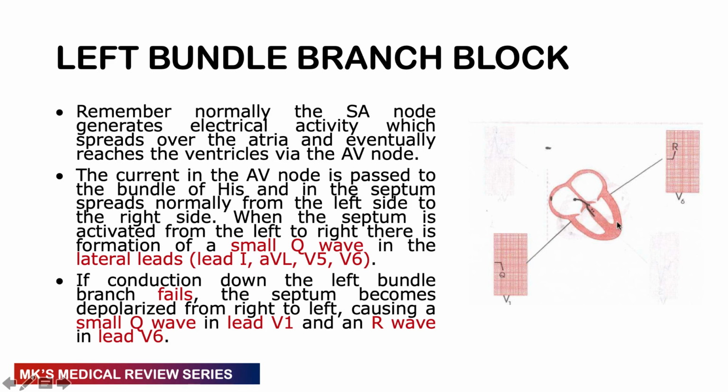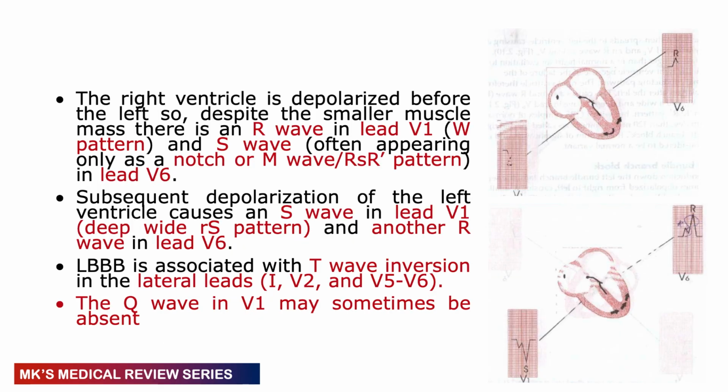So it means that if it's moving away from lead V1, which is on the right side, you're going to have this small Q wave. So you may see some Q waves in lead V1. And because this impulse is spreading from the right side to the left side, it's going to cause your R wave to be present in V6. So you're going to have a Q wave present in lead V1 and an R wave present in V6. That's what's happening. And these are the stages of ventricular depolarization in someone who has a left bundle branch block.